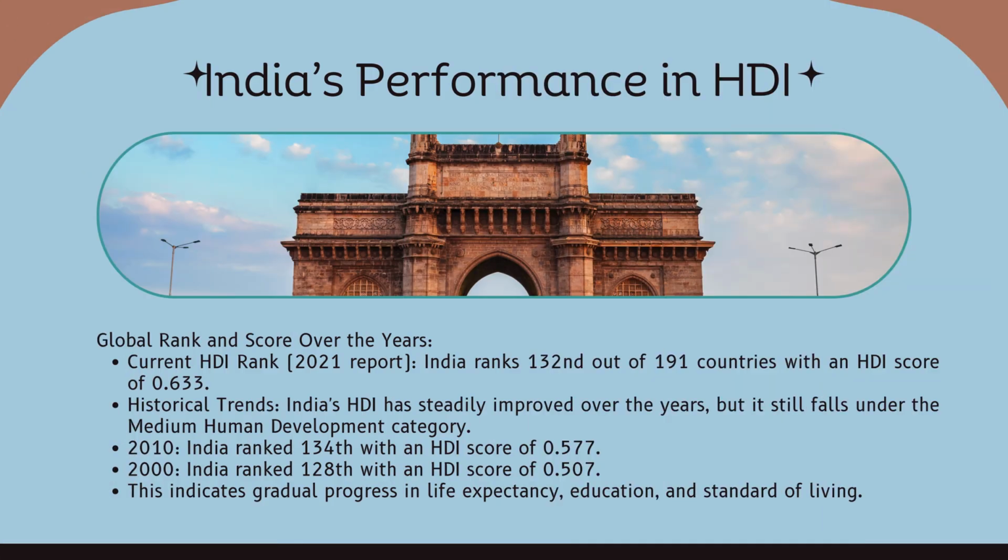India's performance in HDI: global rank and score over the years. Current HDI rank, 2021 report: India ranks 132nd out of 191 countries with an HDI score of 0.633. Historical trends: India's HDI has steadily improved over the years, but it still falls under the medium human development category. In 2010, India ranked 134th with an HDI score of 0.577. In 2000, India ranked 128th with an HDI score of 0.507. This indicates gradual progress in life expectancy, education, and standard of living.